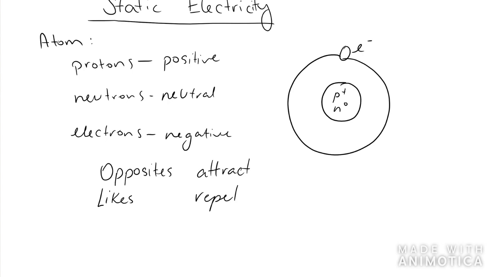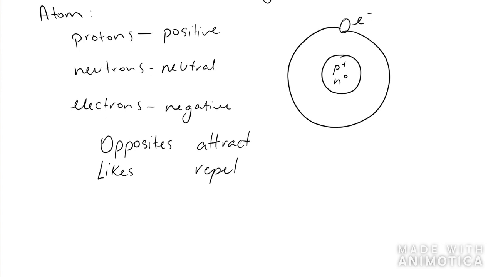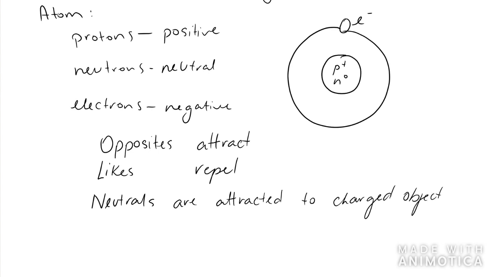Because opposites attract. Well, the one thing that we didn't talk about was the fact of neutrals. So neutrals are attracted to charged objects. So the main three things: opposites attract, likes repel, and our neutrals are attracted to charged objects.